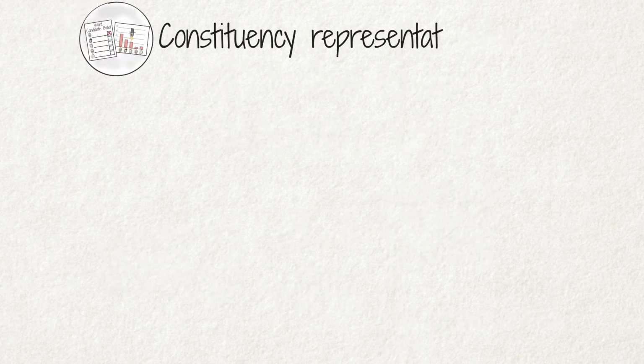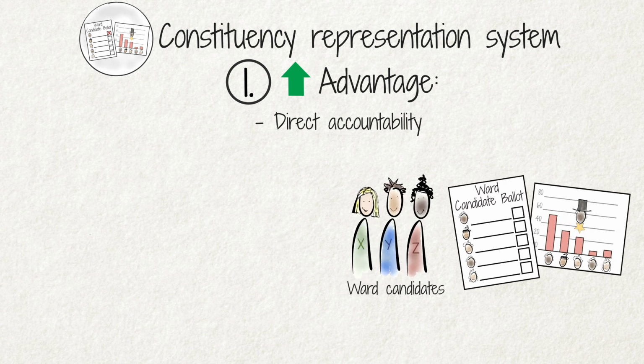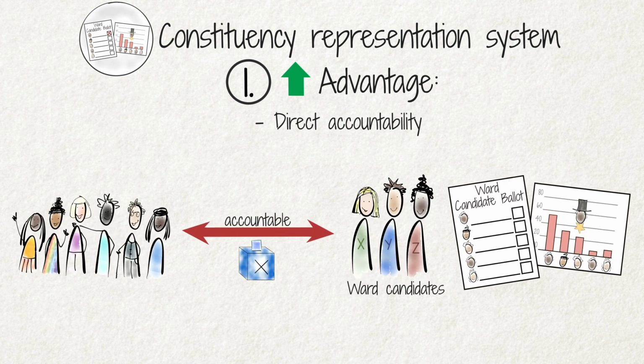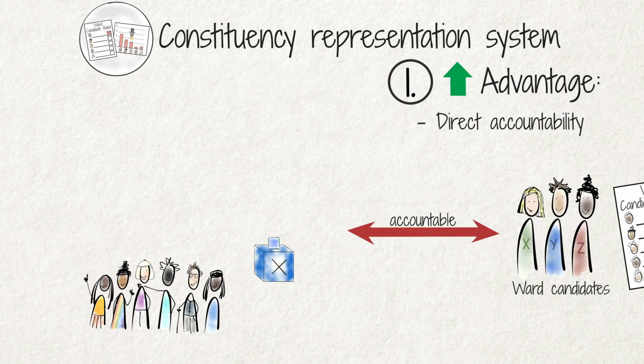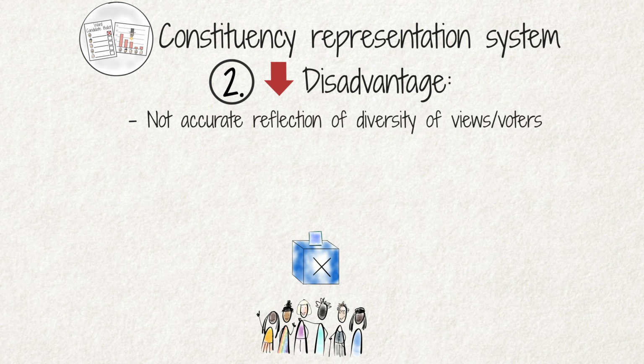The Constituency System. The advantage of this system is direct accountability. Each elected representative is directly accountable to the voters in his or her constituency or ward in a municipality. The disadvantage is that it is not an accurate reflection of the diversity of views of the voters.